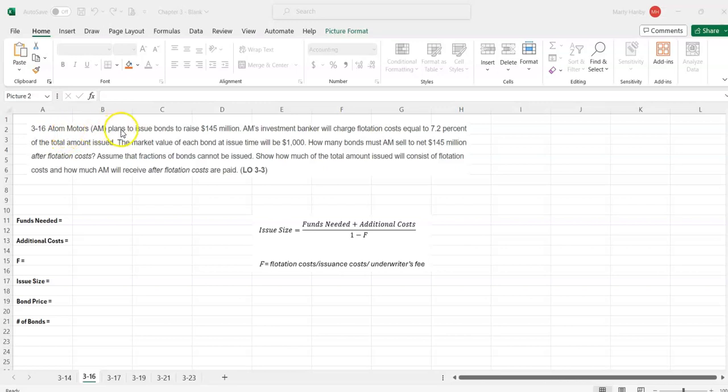Atom Motors, AM, plans to issue bonds to raise $145 million. AM's investment banker will charge flotation costs equal to 7.2% of the total amount issued. The market value of each bond at issue time will be $1,000. How many bonds must AM sell to net $145 million after flotation costs? Assume that fractions of bonds cannot be issued.